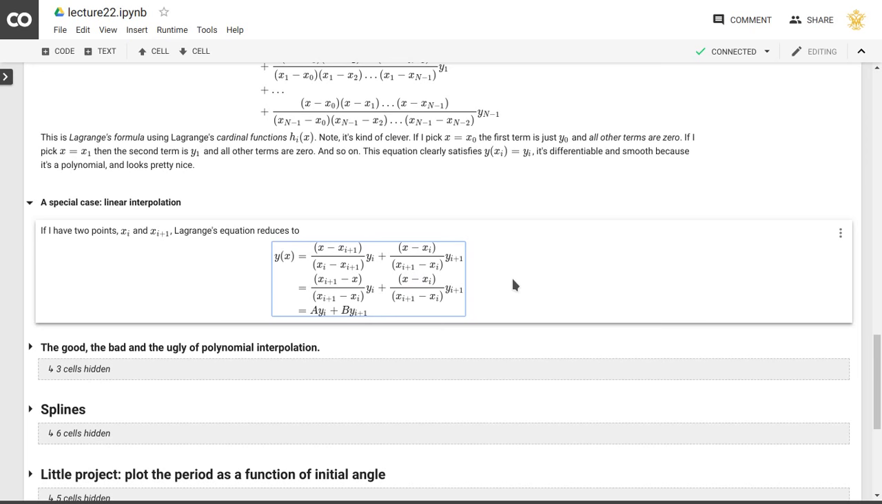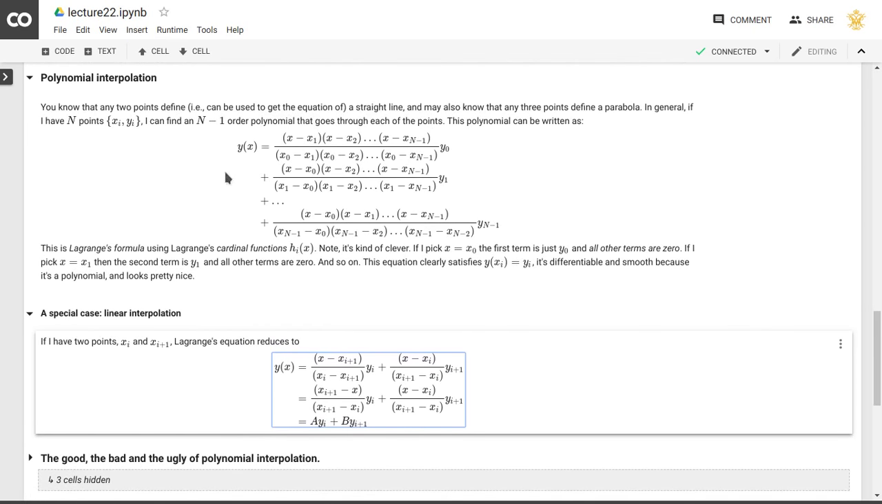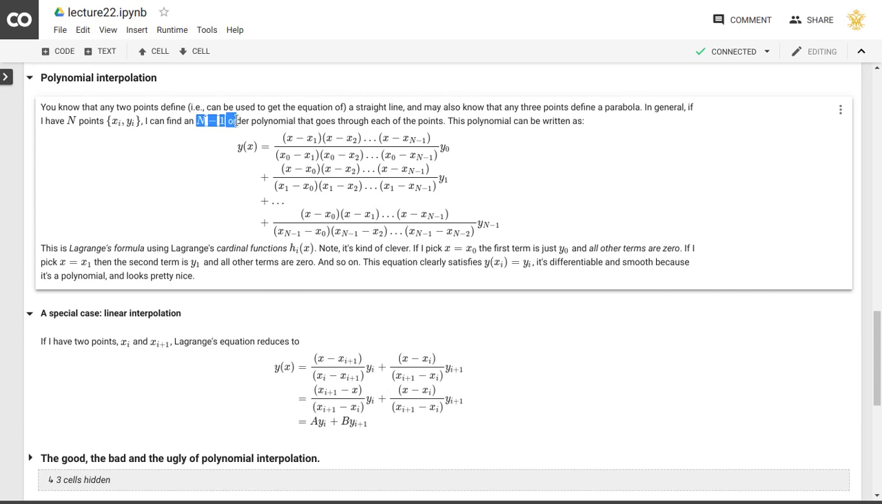Okay, so that's linear interpolation as a special case of the general polynomial interpolation that goes through all of our points x sub i, y sub i, and that has an order n minus 1. So that's polynomial interpolation.